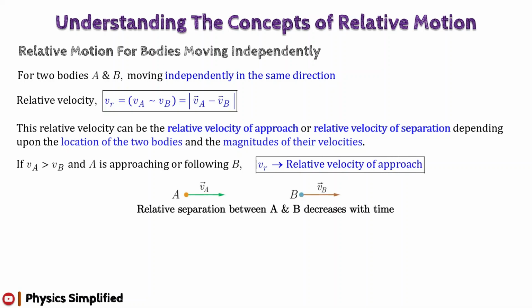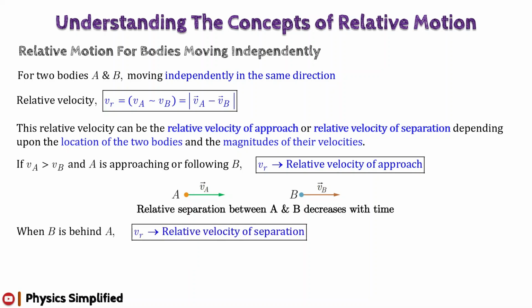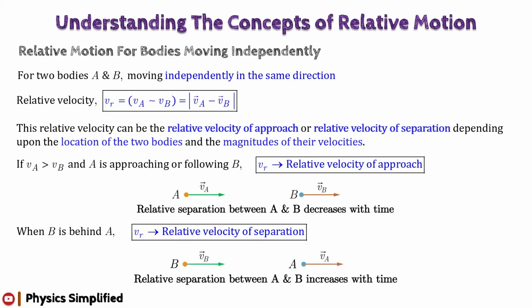Since A is approaching B, the relative separation between the two bodies decreases with time. But, if B is behind A, and velocity of A is greater than that of B, the relative velocity becomes the relative velocity of separation. Since A is moving away from B, their relative separation increases with time as shown in the figure.